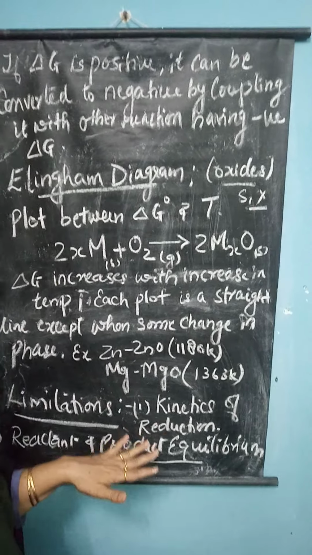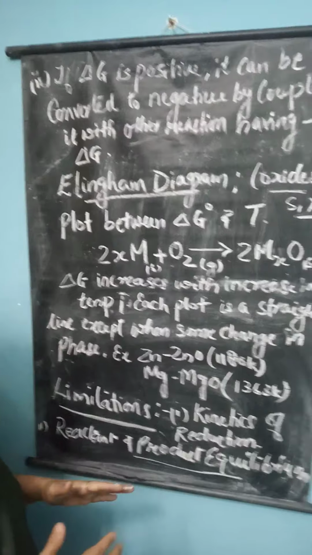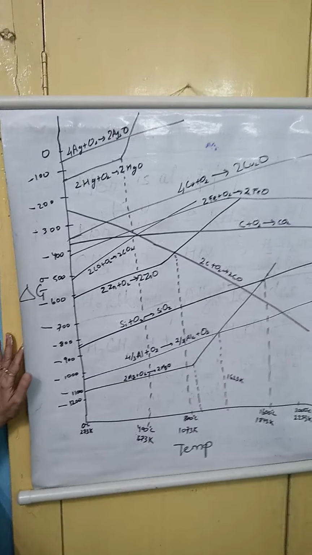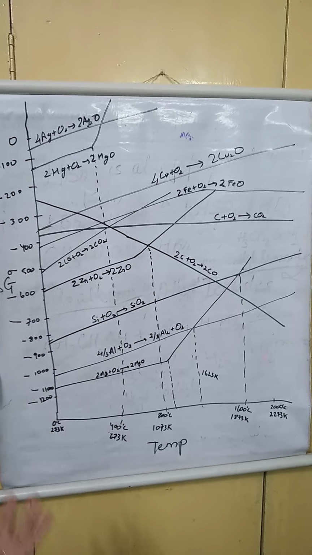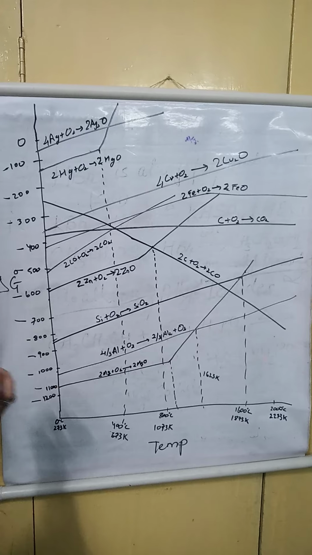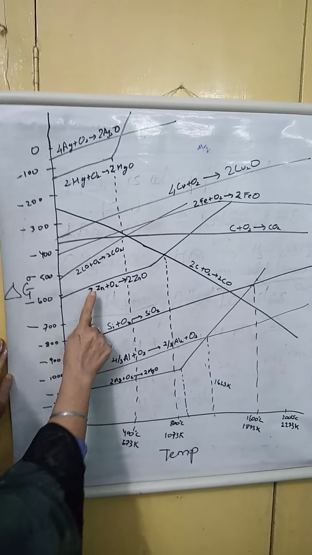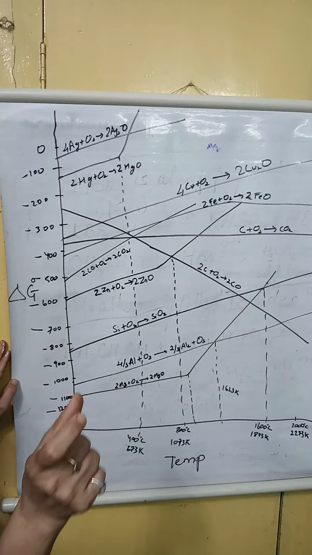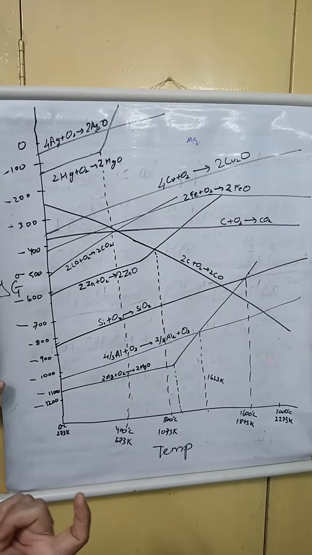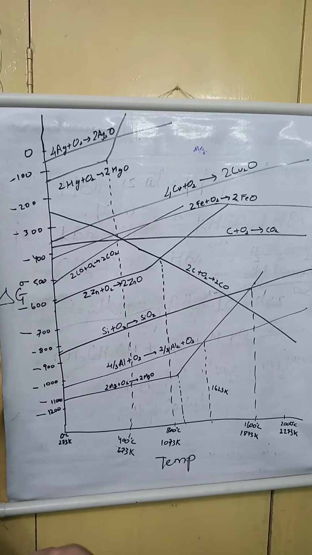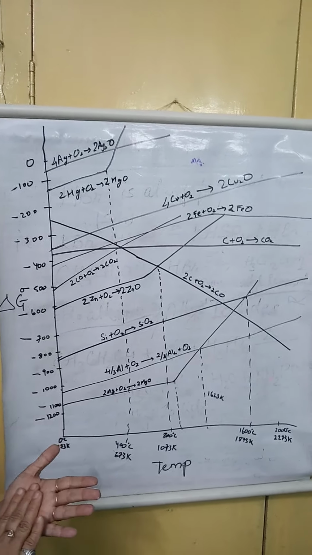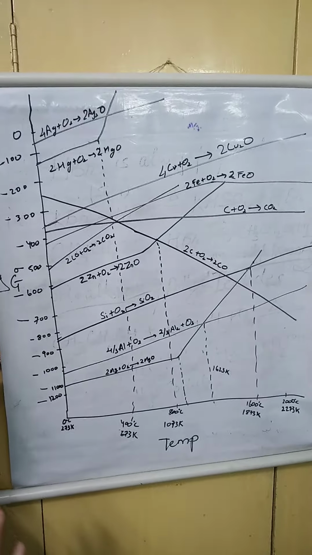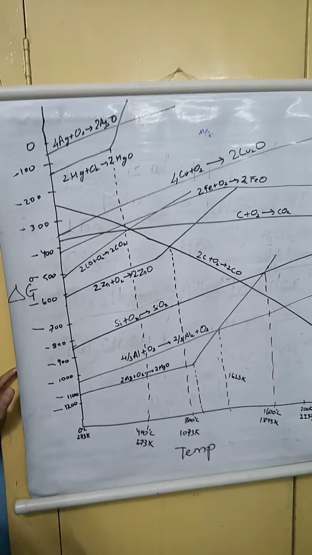Now this Ellingham diagram has some limitations. The limitation is that it does not show the kinetics of the reaction. It does not show how fast or slow the reaction is taking place. It only tells us whether one particular oxide reacts with one particular reducing agent, and whether that reducing agent reduces that oxide to get the metal or not. Only this much is shown by the Ellingham diagram. It does not tell us about the rate of reaction.